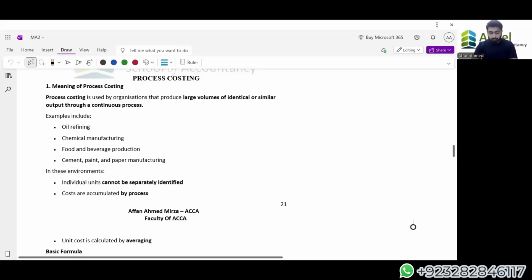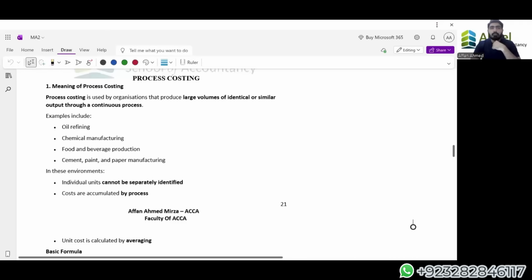Now, first of all, process costing is a type of costing in which we look at a product that is homogeneous in nature. That means the products being produced in the organization don't have any specific difference. All the goods produced will be sold at the exact same price. Or even if one type of product has been produced in multiple processes, it will be sold at a similar price.